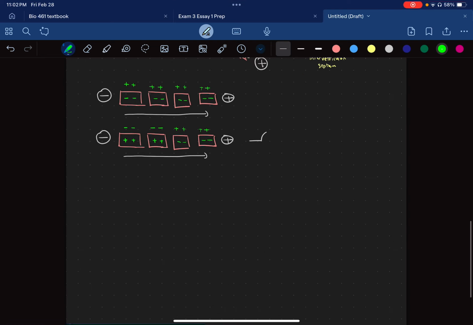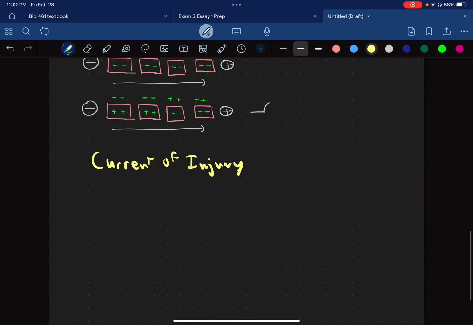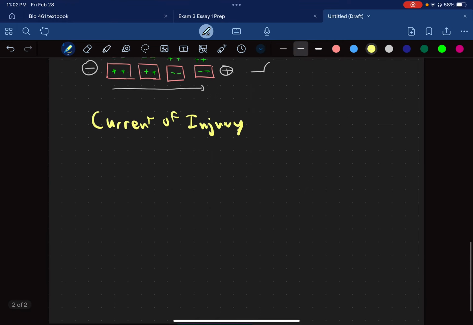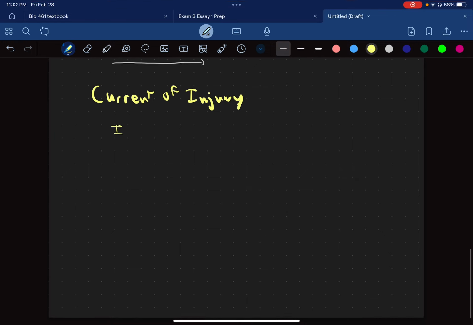Now let's talk about a couple things that can go wrong with EKGs. There's something called current of injury. That's basically when something is wrong with the heart and it's causing the EKG to read a different baseline than what should actually be the baseline. But first, let's talk about some inverted T waves. I cannot write T waves.